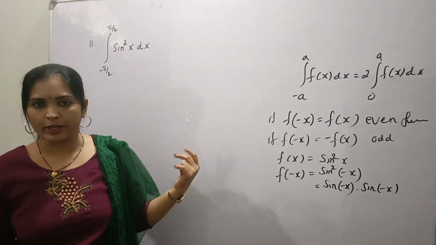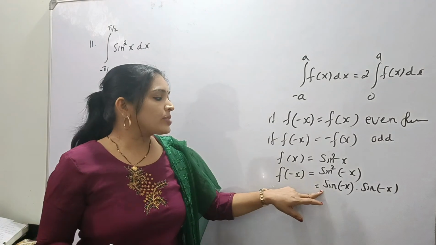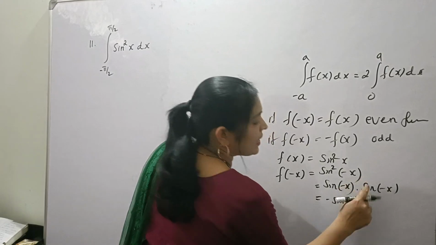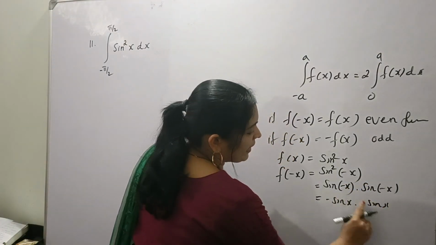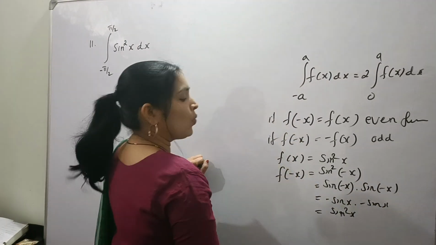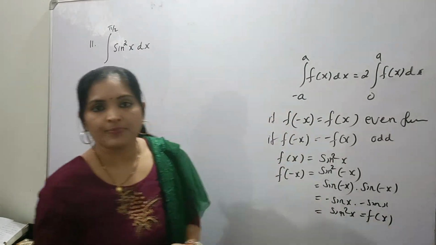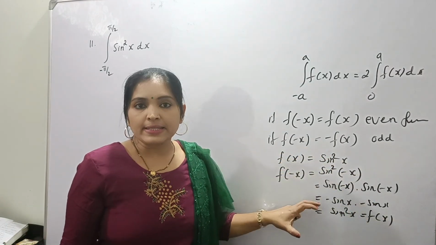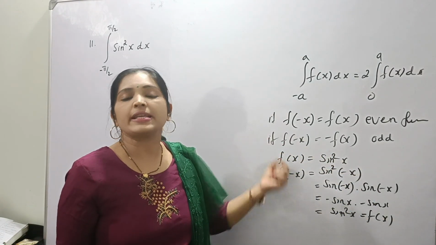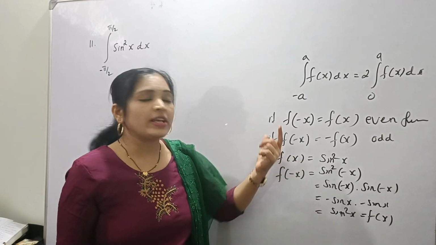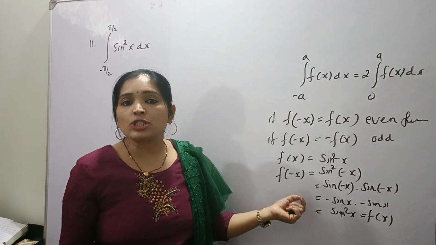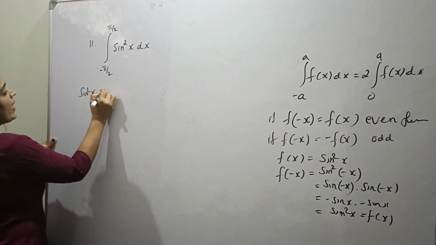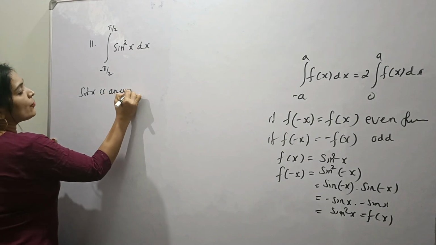We have already studied it in trigonometric functions, right? So sine of minus x is minus sine x. That is minus sine x into minus sine x, right? Minus minus becomes plus, so it is sine square x. What is sine square x? That is nothing but f of x, right? See, we have got f of minus x is equal to f of x. That is, this given function f of x is an even function. That is, sine square x is an even function.